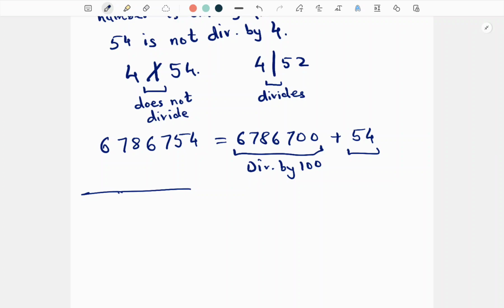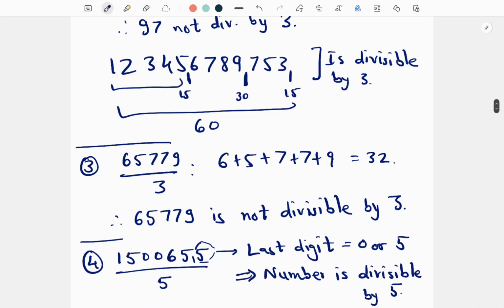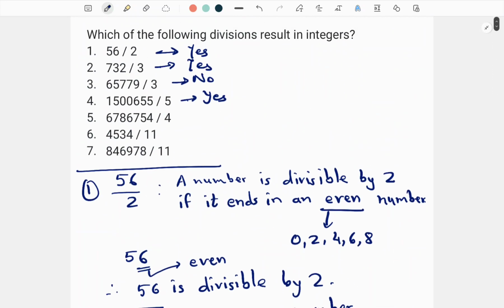We are not going to go into the details of that, but just for your information, the logic still continues to apply. So this number is not divisible by 4. This example is now interesting.